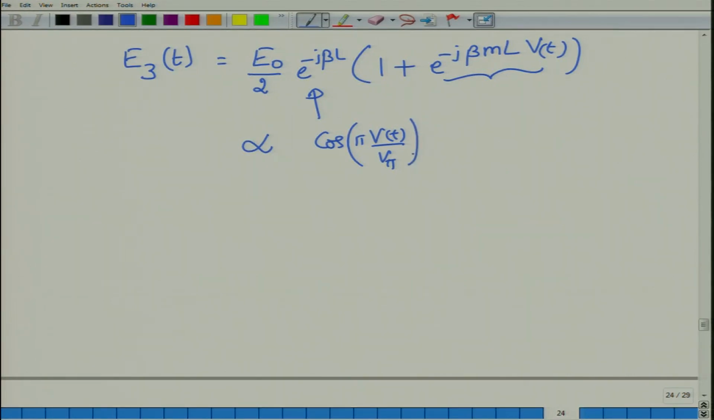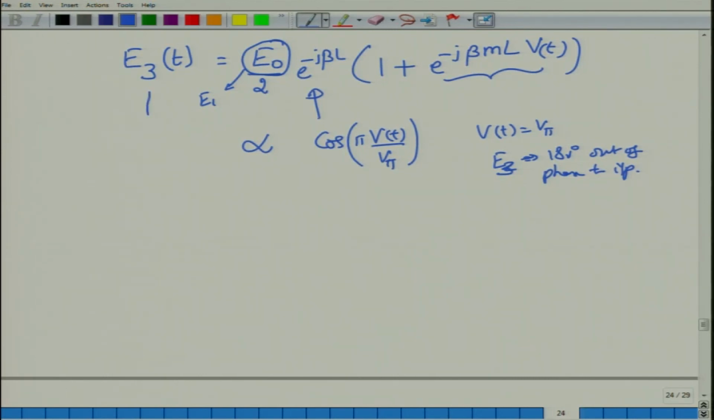where V pi is called the half wave voltage. Why is that called the half wave voltage? Because when V of t is equal to V pi, then the output E3 will be, so this would of course be E0, the input amplitude at the first port, that is the E1 port. So E3 will be 180 degrees out of phase with respect to the input. Okay, so that is the reason why we call this V pi the half wave voltage.